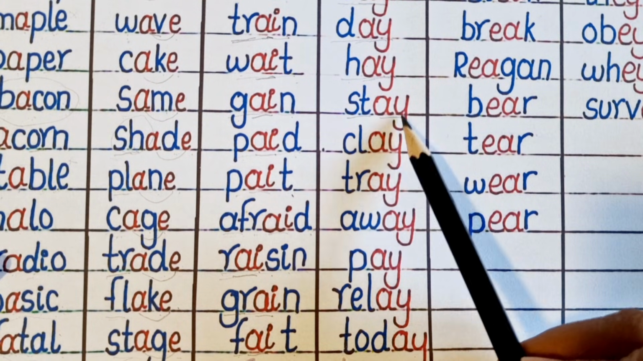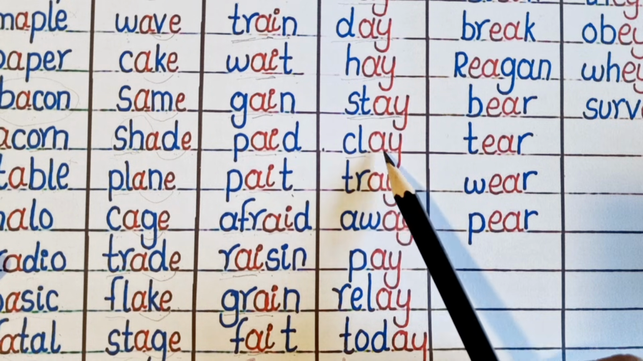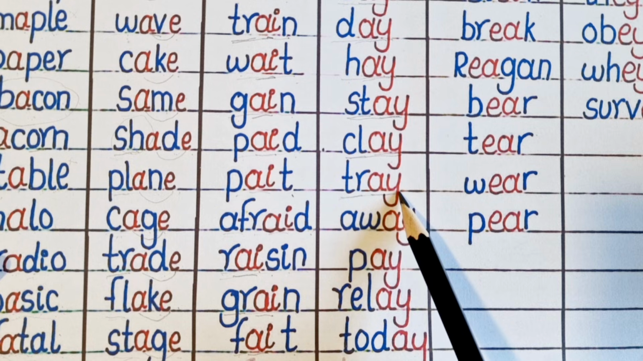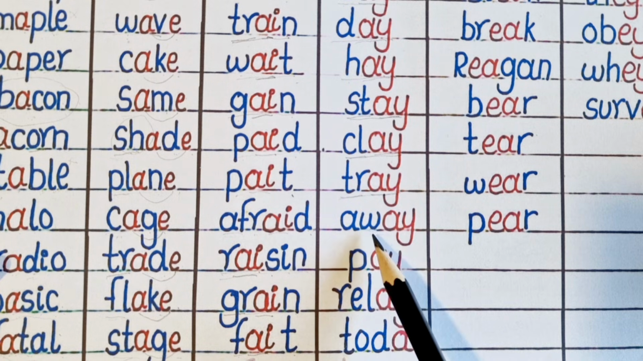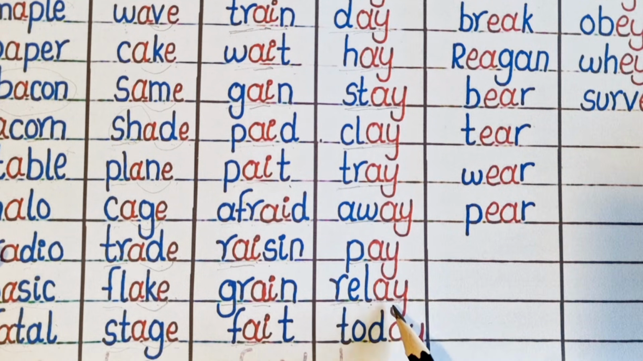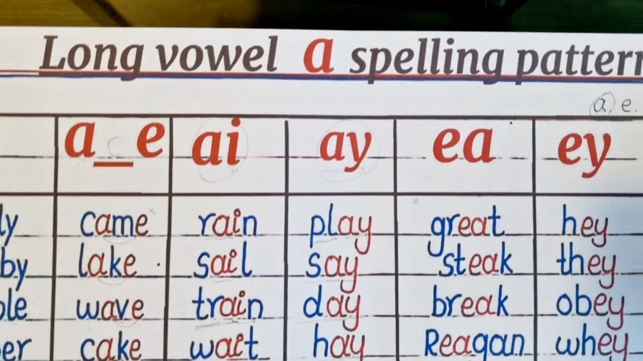St, a, stay. Cl, a, clay. Tr, a, tray. A, w, a, away. P, a, pay. This word we will read as a tricky word. Relay. This is a tricky word. Today. Or we can say to. So this is a tricky word. To, d, a, day. Today. So A and Y make the long vowel sound.